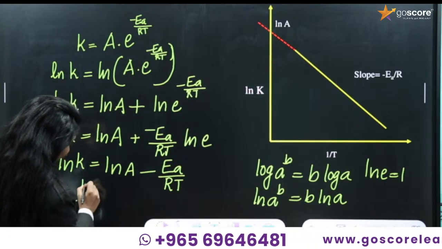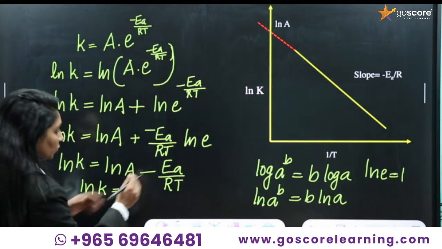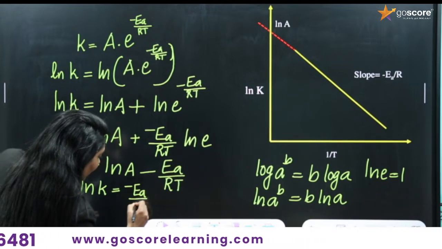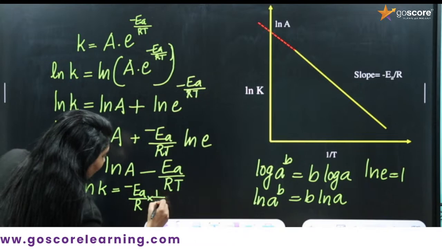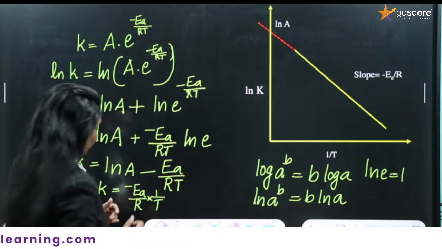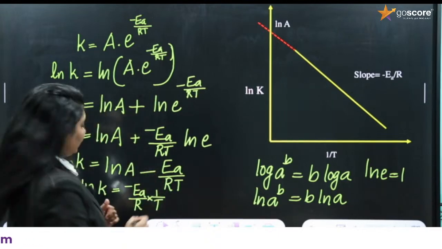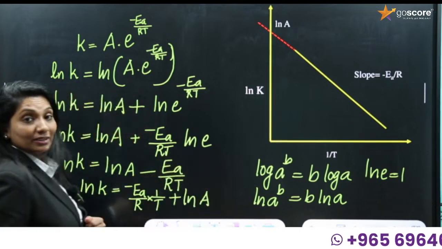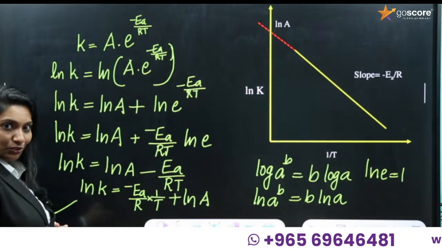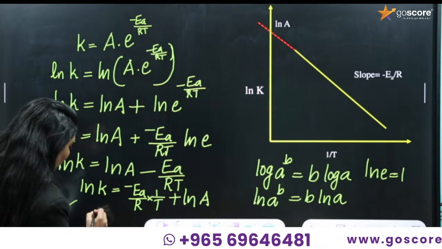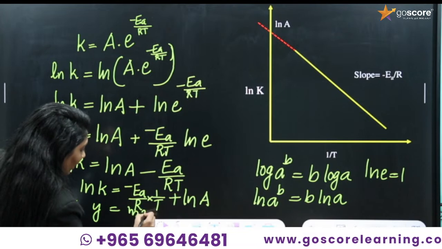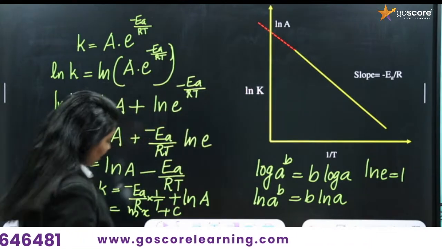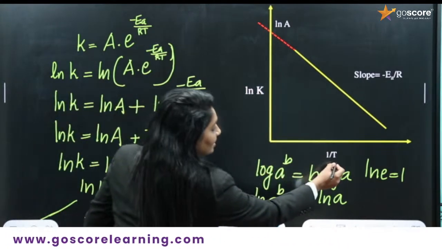It will be ln K is equal to, I am taking this EA on this side, that is minus EA by R into 1 by T. I can write it like this, right? Minus EA by R into 1 by T plus what? ln A. Now see, what is this equation? It is in the form of y is equal to mx plus c, right?